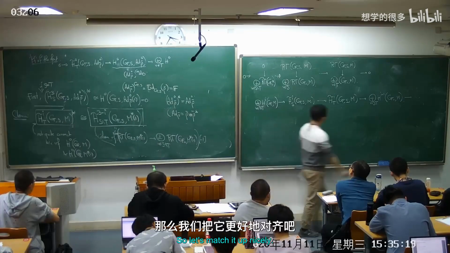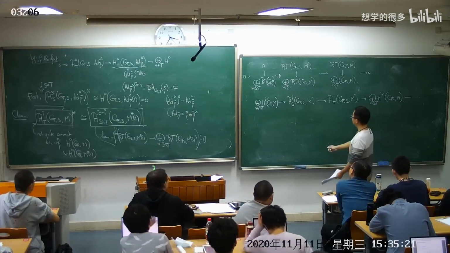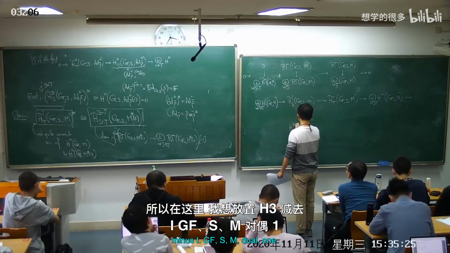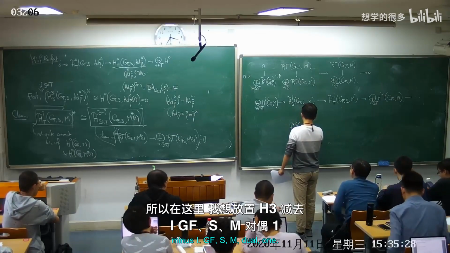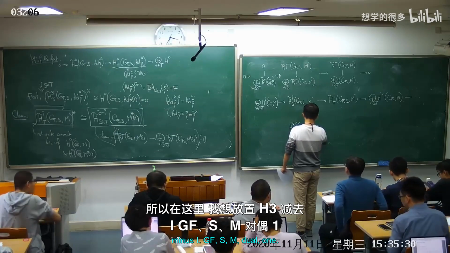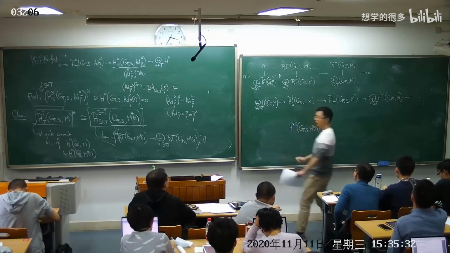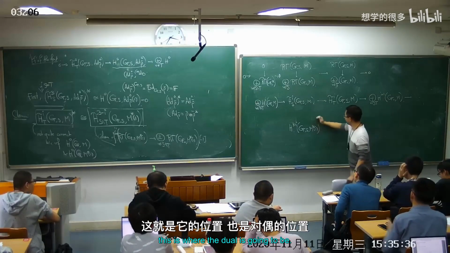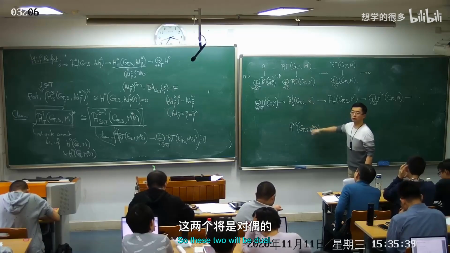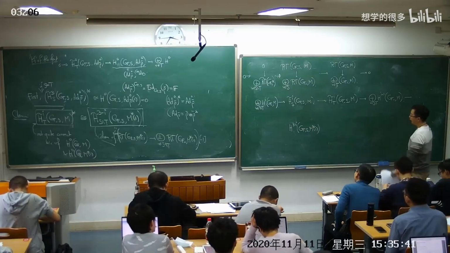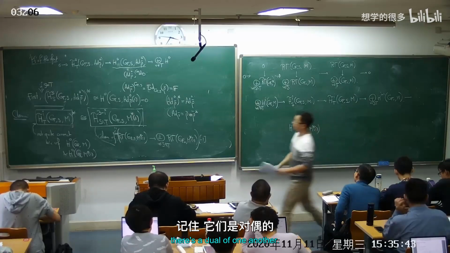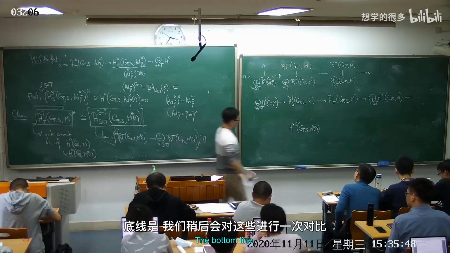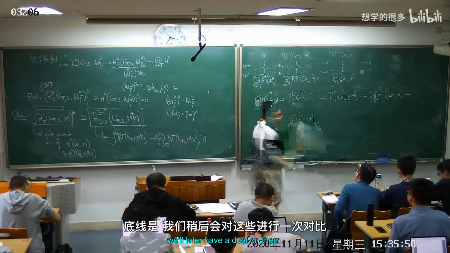Okay, so let's match it up nicely. So over here, I want to put H^{3-i} of G_{F,S} M dual (1), right? So that's where the duality isomorphism is going to be. So these two will be dual. So let's put it here first. And remember, they're a dual of one another. So the bottom line will later on have a dual on them.